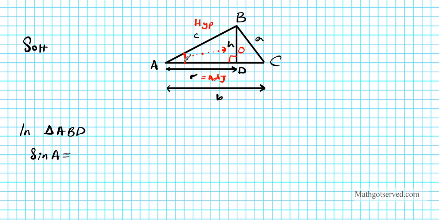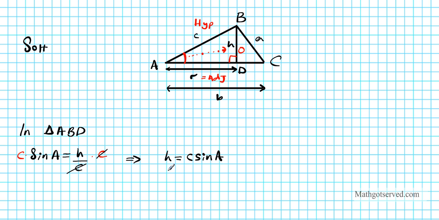So sine of angle A is going to be the opposite, which is H, over the hypotenuse, which is C. Okay? How about we isolate C, get H by itself. So to do that, we'll multiply both sides by C, and you're going to end up with, this implies that H, because these two cancel, H equals C sine A. Okay? Alright, let's leave this the way it is.